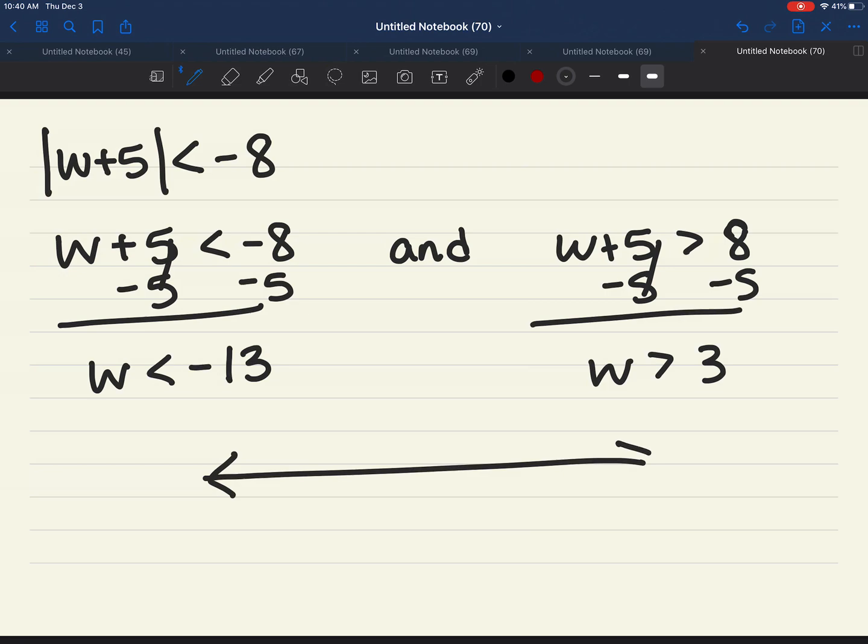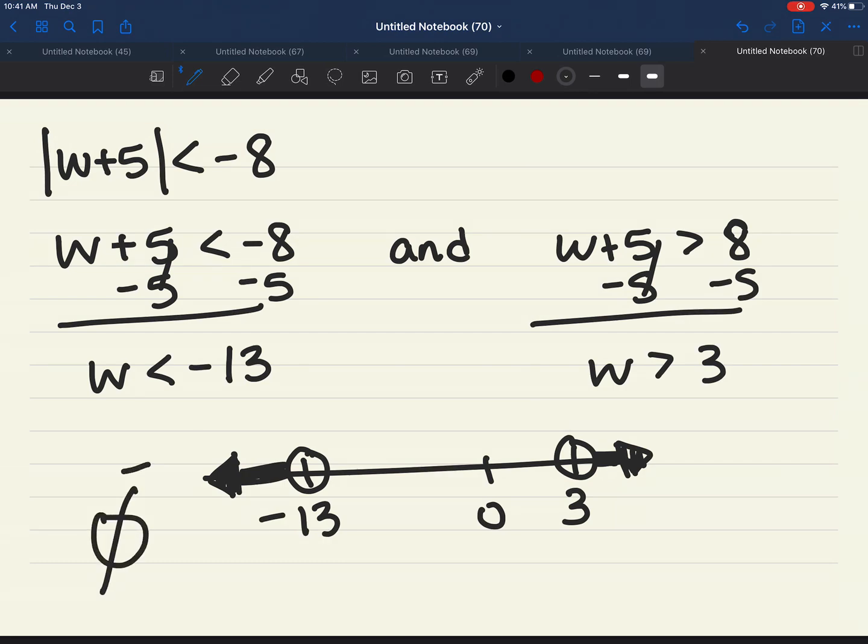Okay, so when I look at the graph of these two, I have a value at negative 13, a value at positive 3. What type of circle do I have at negative 13? Okay. And if it's less than, it's going to the left. What about at positive 3? Going to the right. Okay, do I have an and or statement? And I have an and statement. They're going away from each other. What does that tell you? No solution.